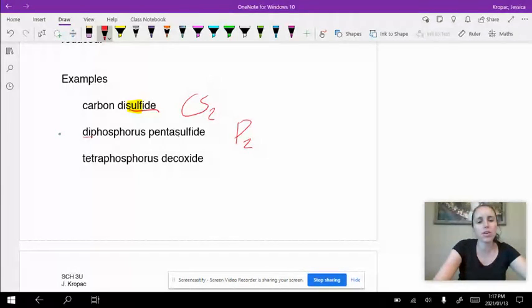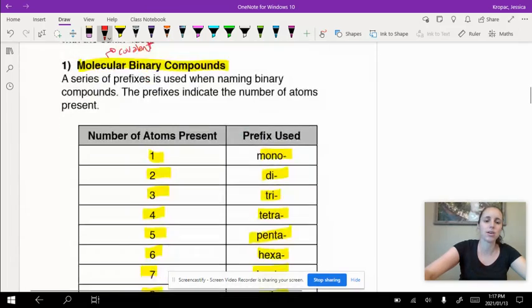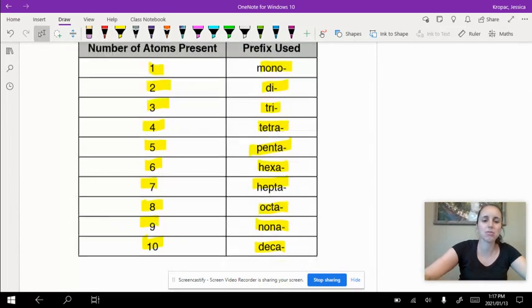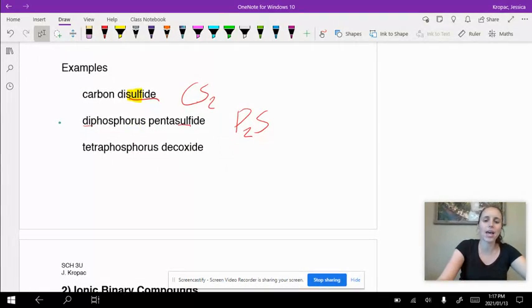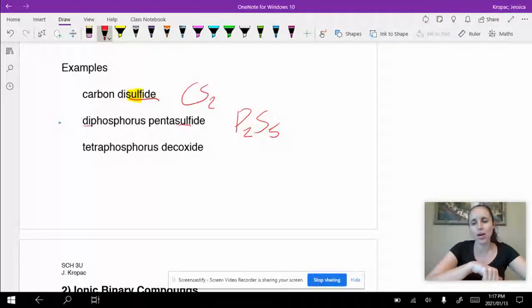Pentasulfide, well, we've already figured out that sulfide is sulfur, so S. And penta, I'm going to check my chart here because that's one we haven't seen yet. Penta means 5. So here we're going to go ahead and do P2S5. That's going to be your formula for pentasulfide. I want you to pause the video and try the last one on your own.